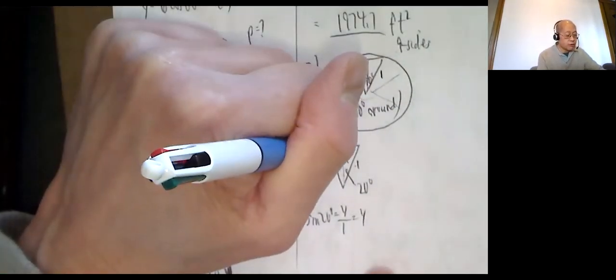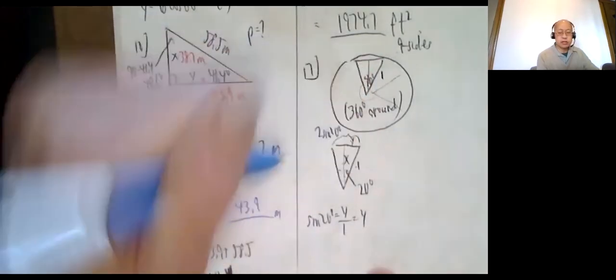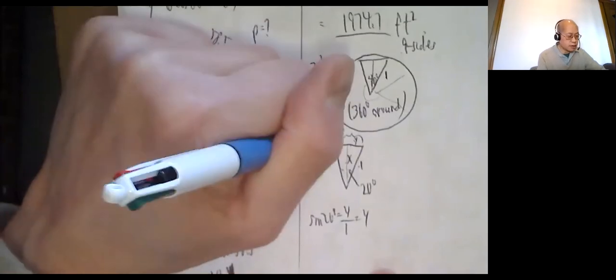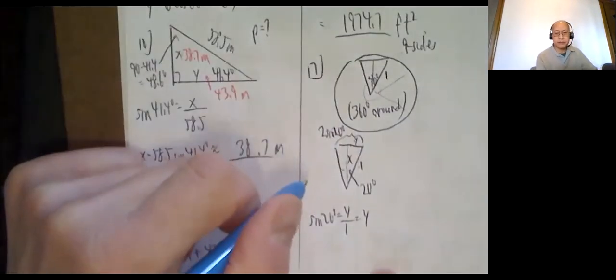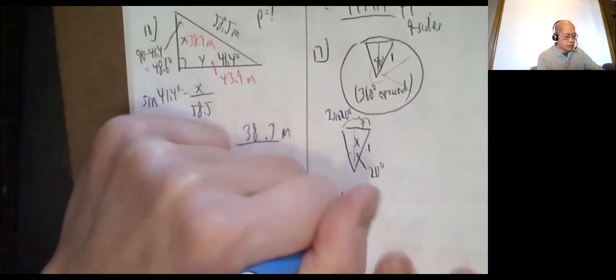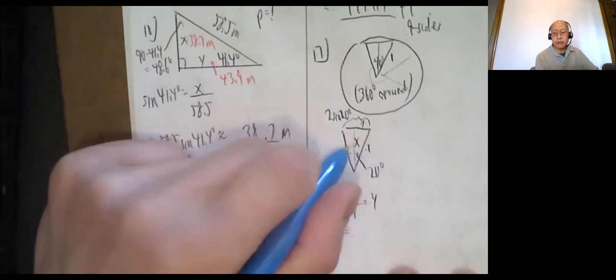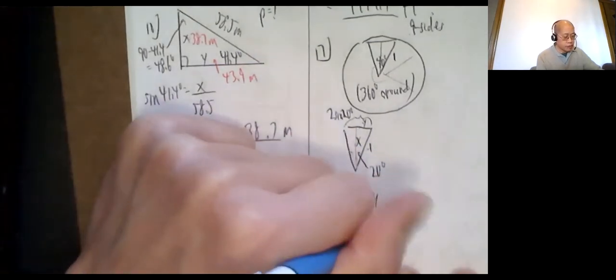So 2 of them, this is 2 sine of 20 degrees. Cosine of 20 degrees is adjacent over hypotenuse, x over 1. Well, that's just x.